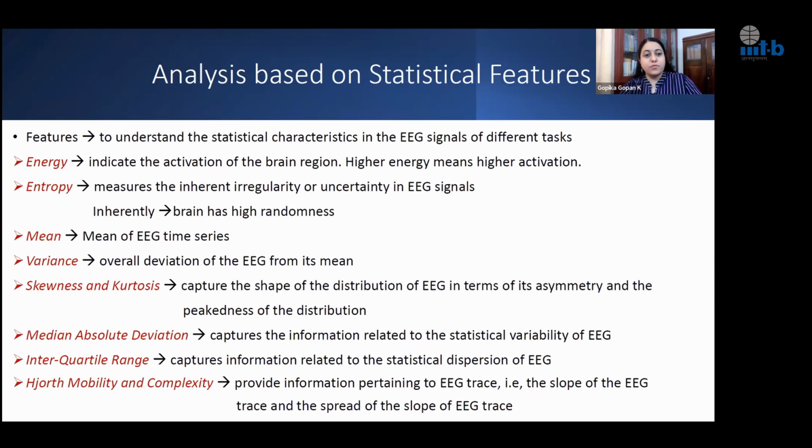In terms of statistical features, what we intend to do is understand the statistical characteristics in EEG signals using energy, which sort of indicates the activation of the brain region, entropy, the amount of irregularity or uncertainty in EEG, mean and variance, followed by skewness and kurtosis, which capture the different characteristics of the distribution, median absolute deviation and interquartile range, which capture the information related to statistical variability and statistical dispersion, followed by Hjorth mobility and complexity, which capture the characteristics relevant to the trace of the EEG.